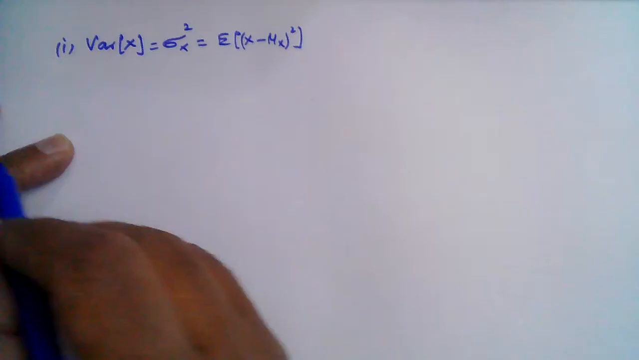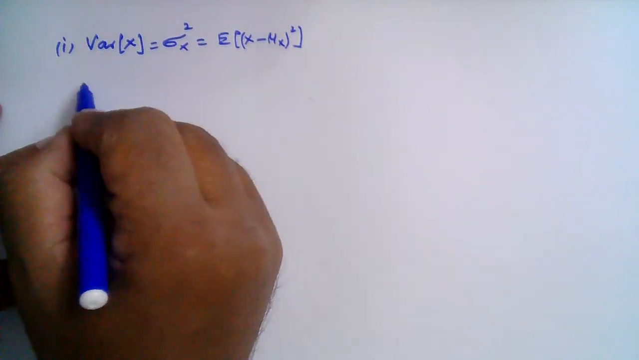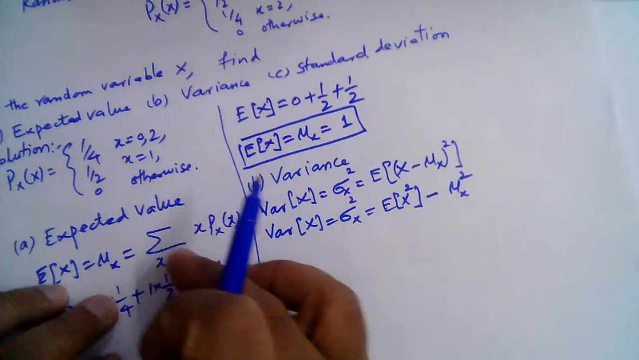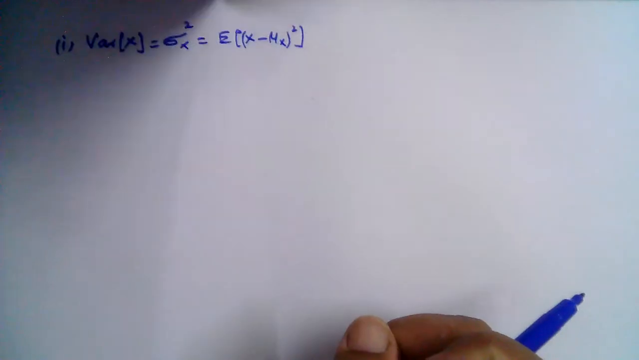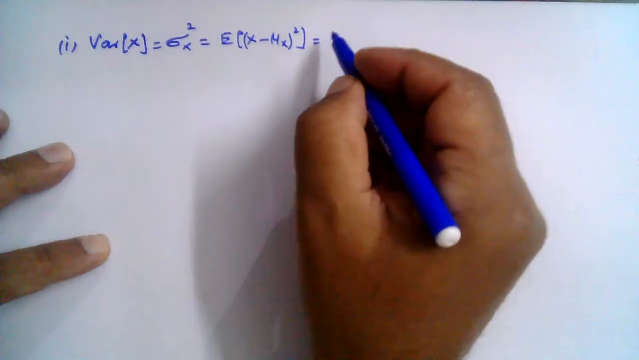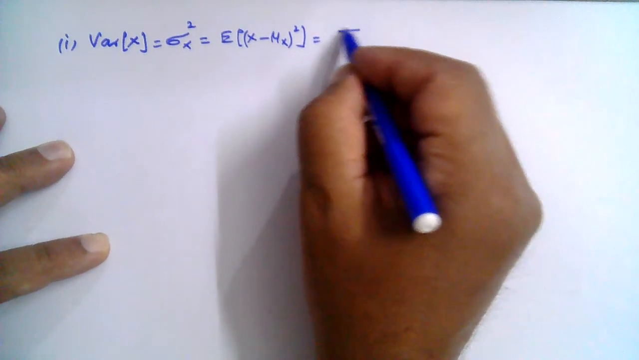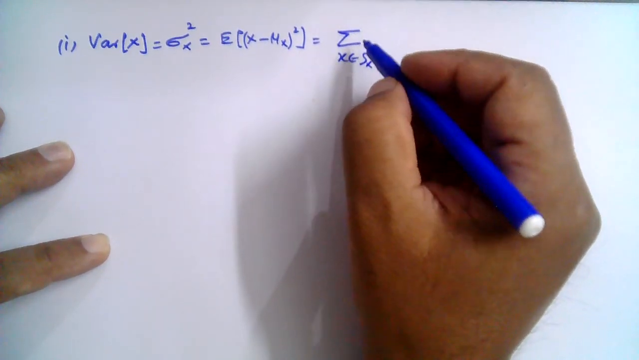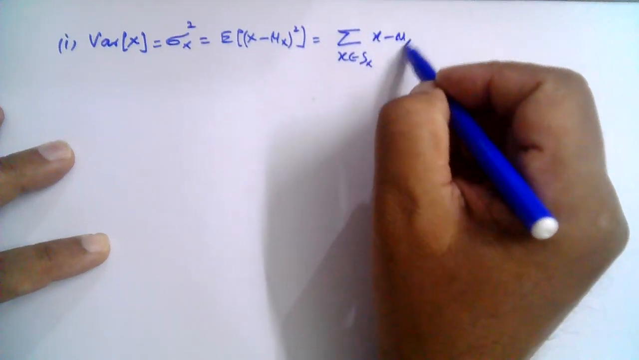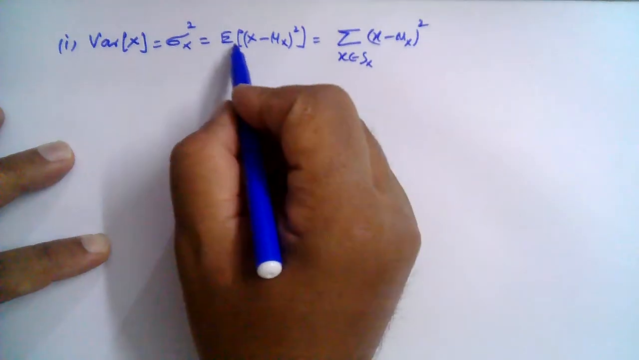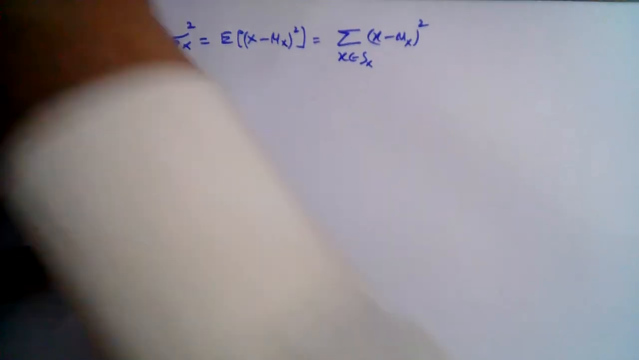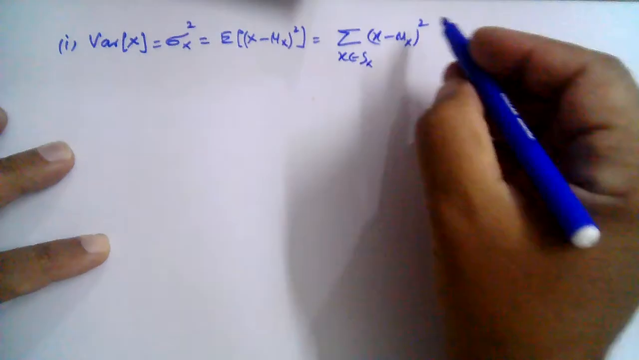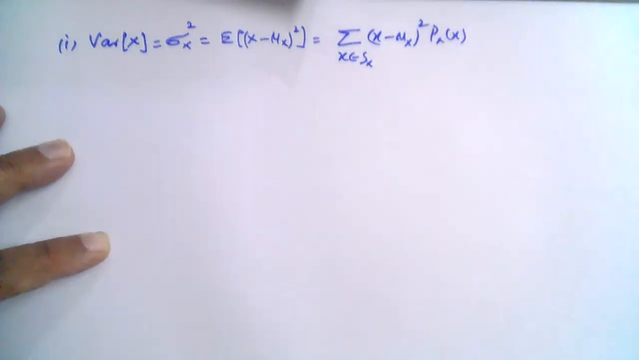So this expectation, as I have told you, can be equal to this kind of formula. Let's write it down. This is equal to this summation for all elements of the range of x. We need to multiply x minus mu x square, so we just replace the x here with x minus mu x square, and then multiply by P_X of x, right?